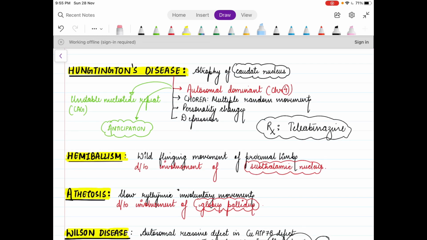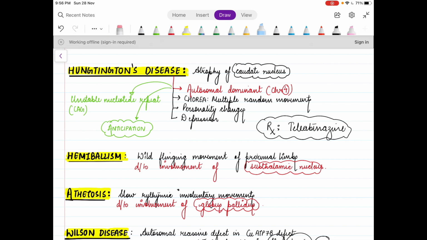Now let's talk about Huntington's disease. In Huntington's disease there is atrophy of the caudate nucleus. This disease is autosomal dominant and there is a defect in chromosome 4. It is caused by an unstable nucleotide repeat, when there is an abnormal and excessive repeat of the CAG sequence, more than 40 times. It leads to Huntington's disease.